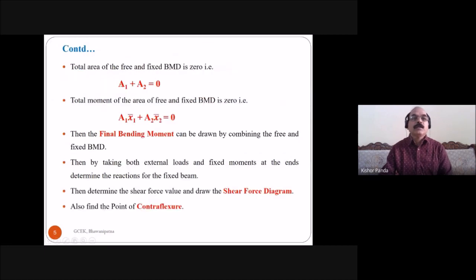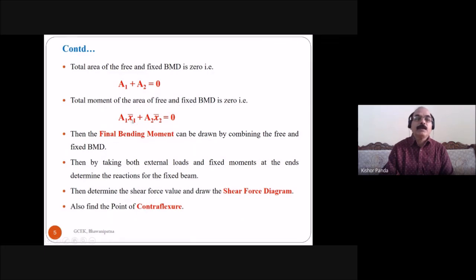So you know what the moment area method is? The total area of the free and fixed bending moment diagram is equal to 0. So both areas, the area of the free BMD and the area of the fixed BMD, sum to 0. This is one equation of the moment area method. Then there is another equation: the total moment of area of free and fixed BMD is 0.